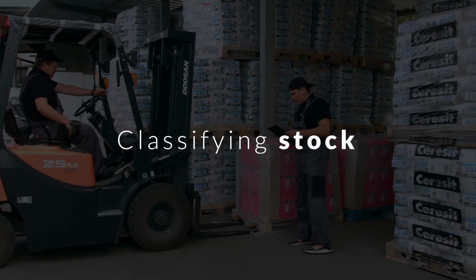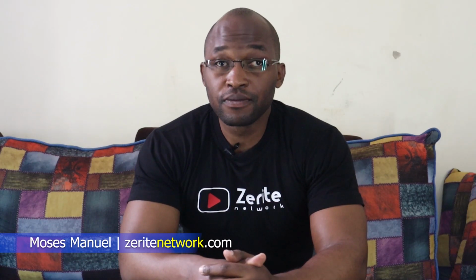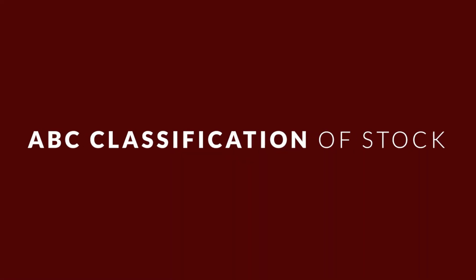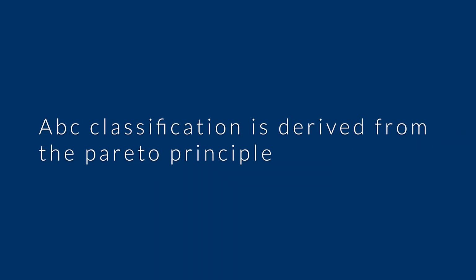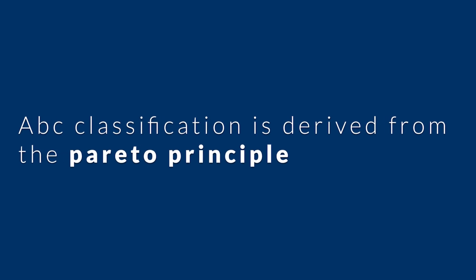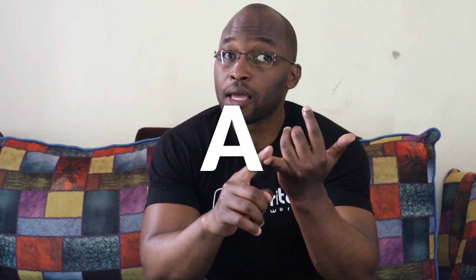So let's talk about classifying stock in terms of cost. In this case, we have ABC classification of stock. ABC is derived from the Pareto principle, the 80-20 rule, which I'm hoping you're familiar with. The idea here is that you're going to classify stocks as A, B, and C, and the difference between A, B, and C will depend on the value of the stock.